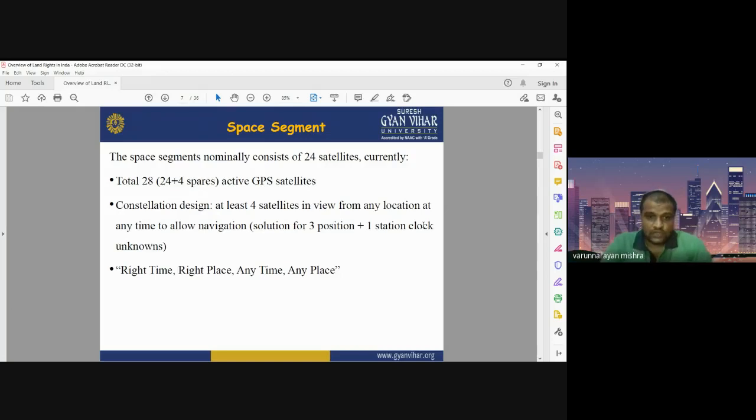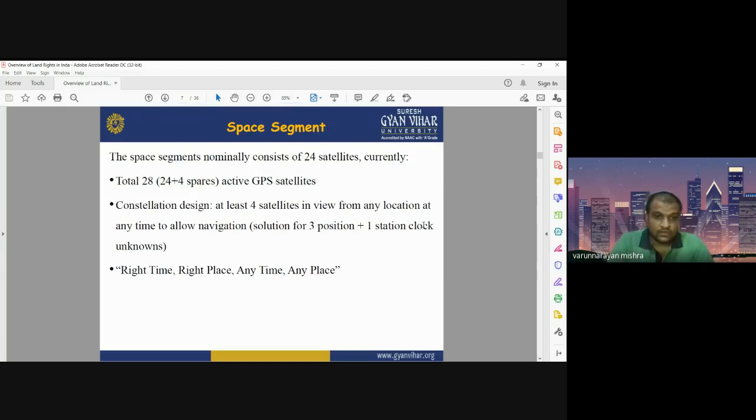So how are the satellites designed, and how is the constellation arranged? At least 4 satellites are in view from any location at any time to allow navigation. It is designed in such a way that you will get at least 4 satellites in view, and your GPS receiver will show how many satellites are available at that moment. At least 4 satellites at a moment are required for getting the precise location at any time on the earth surface. That will also allow you to navigate.